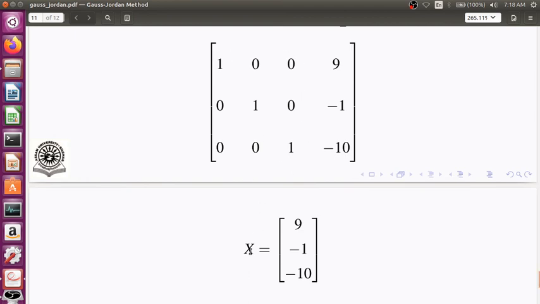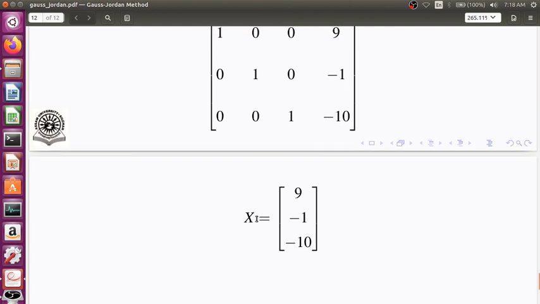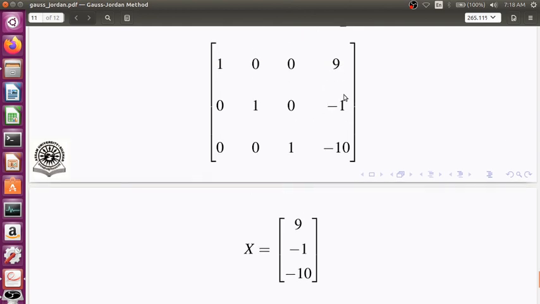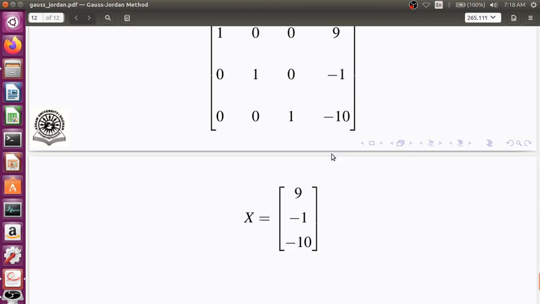Now the value of x, that is x y z, my unknown x vector, is 9, -1 and -10. That is x is 9, y is -1, z is -10. If you remember, we get the same result in our pivoting case also.